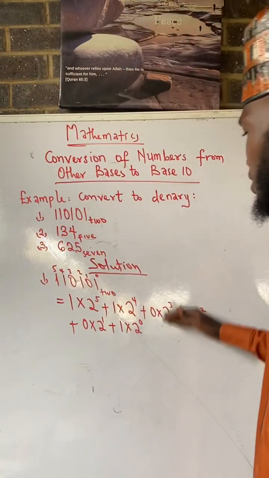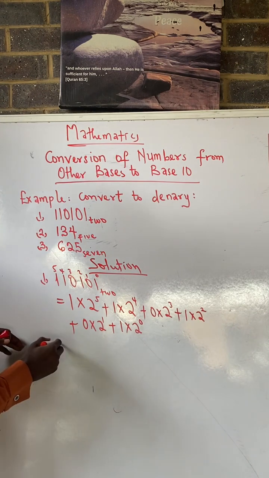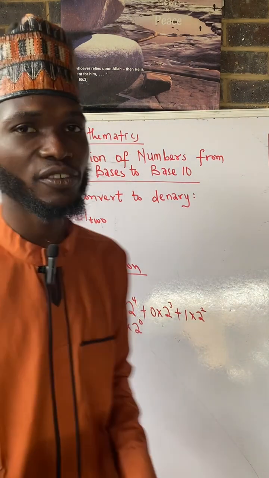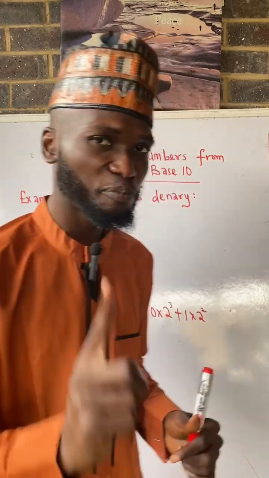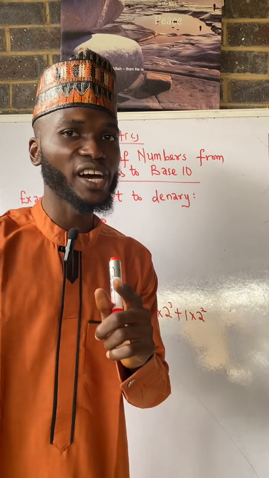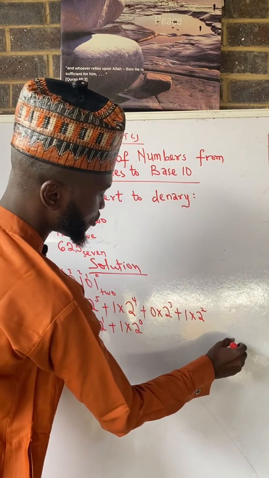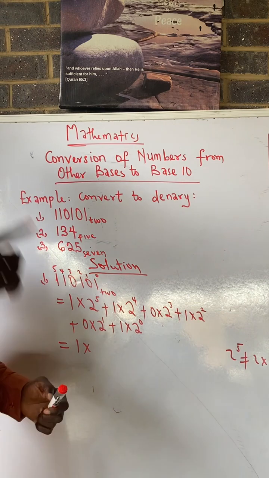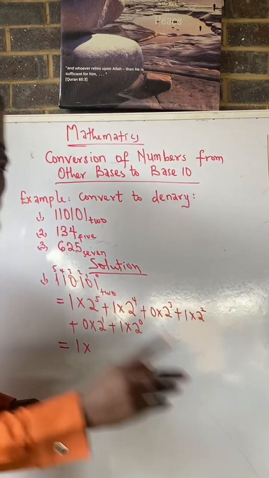Now, the next thing after this is to simplify the expression one after the other. Let's look at it. We have 1 times, first of all, what is 2 raised to the power of 5? 2 raised to the power of 5 means 2 times 2 times 2 in 5 places, not 2 times 5. That's one of the mistakes students make. 2 raised to the power of 5 is not equal to 2 times 5, but 2 times 2 times 2 in 5 places. So that's 32.